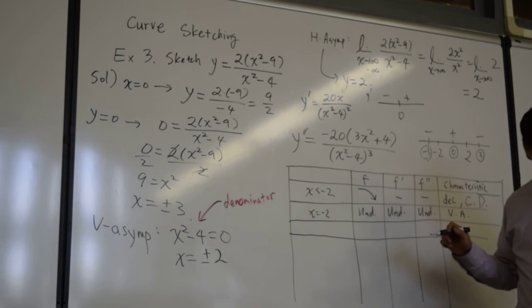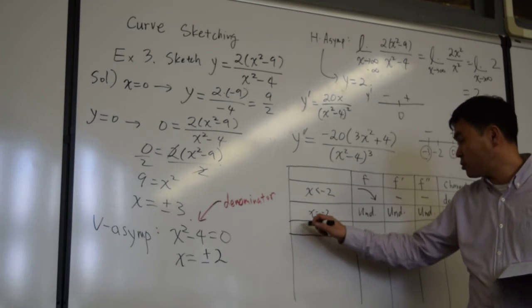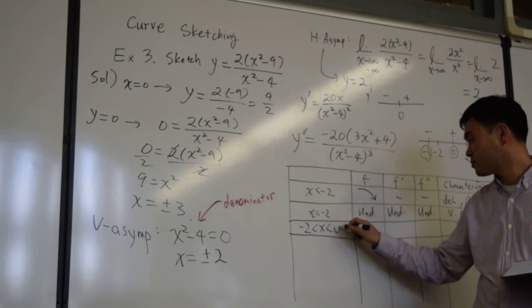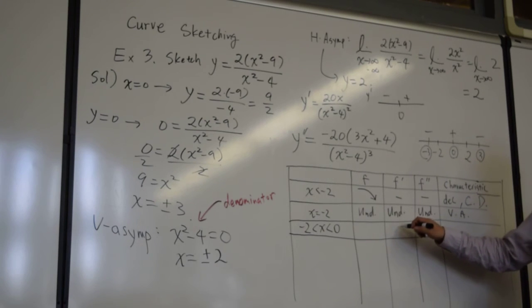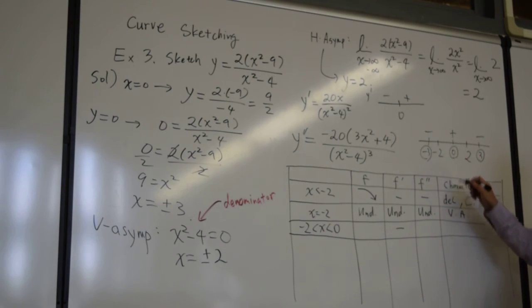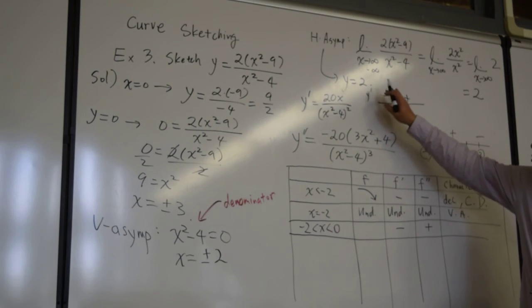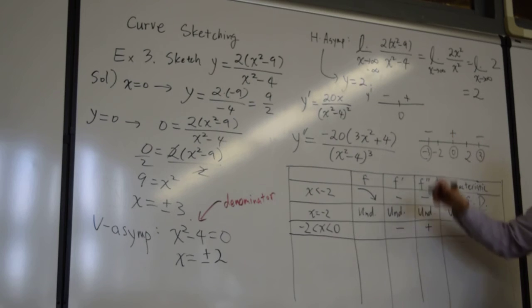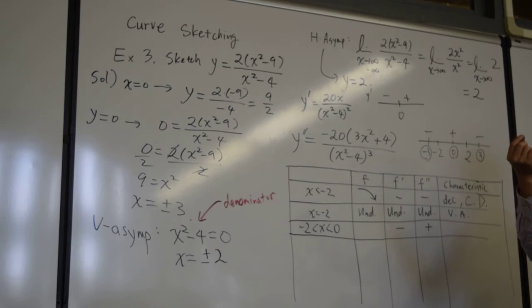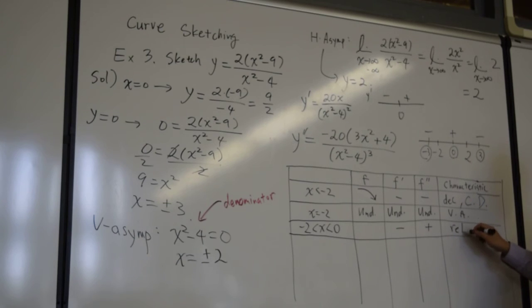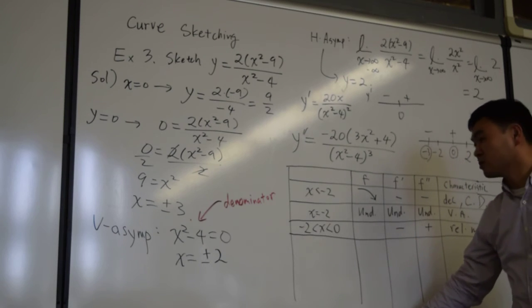Now, between negative 2 to 0, f prime is still negative, f double prime is positive. And what's the significance of 0? Before 0 it goes down, and after 0 it goes up. So what kind of value is 0? It decreased and then increased. What is this point? Relative minimum. So the characteristic is relative minimum. Oh no, 0 is the relative minimum, sorry.